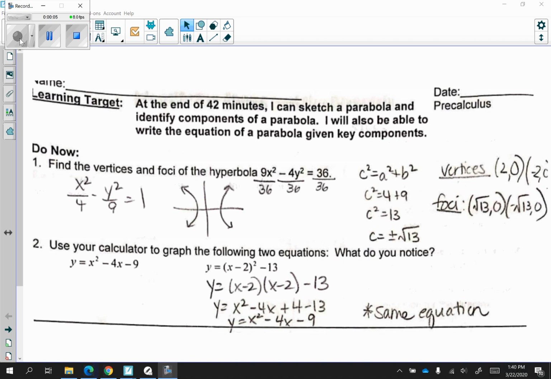Today's learning target is I can sketch a parabola and identify components of a parabola. I will also be able to write the equation of a parabola given key components. So let's take a look at the do now.